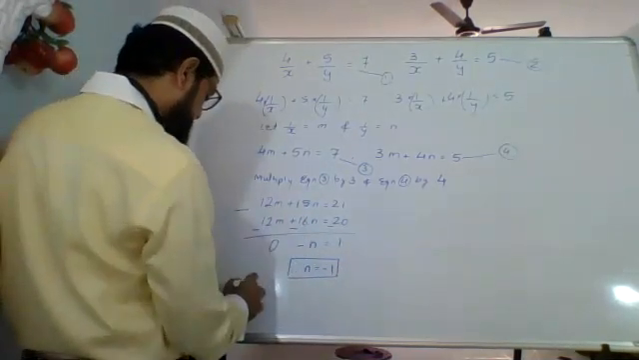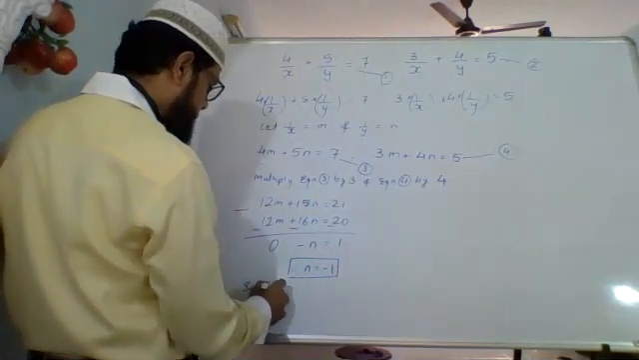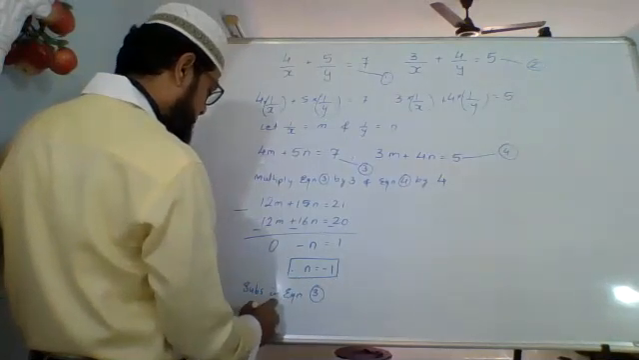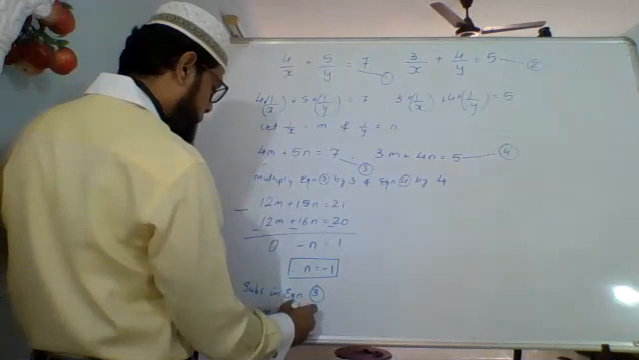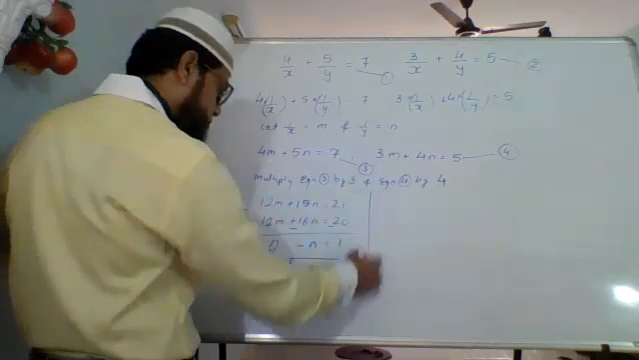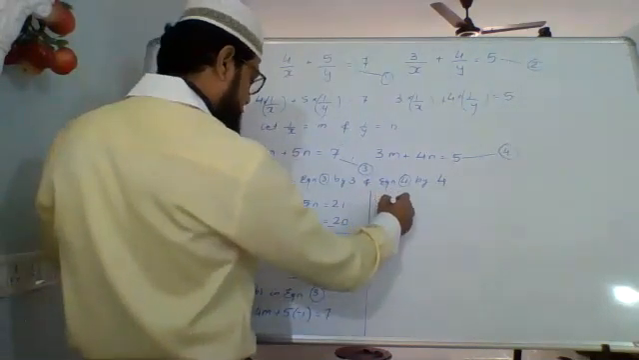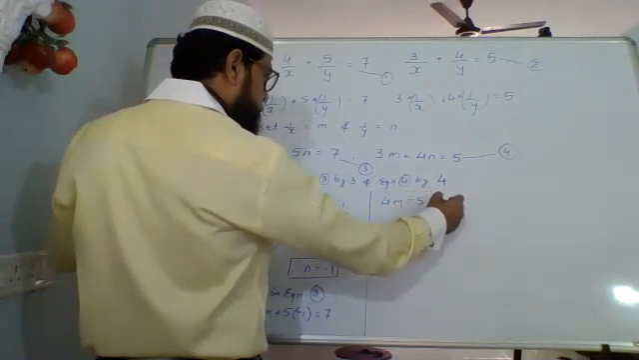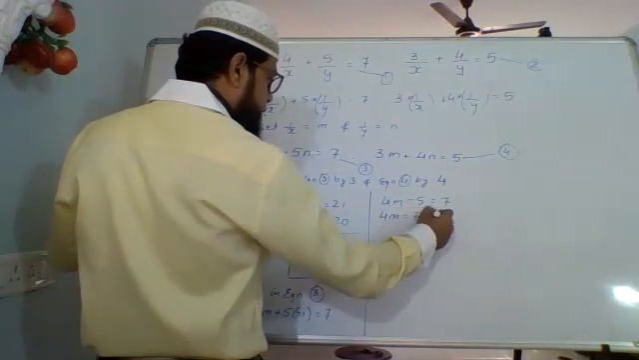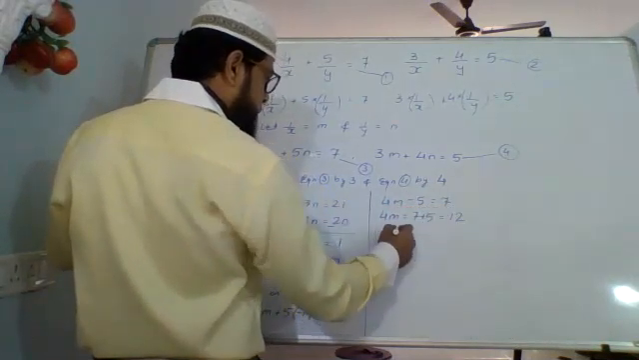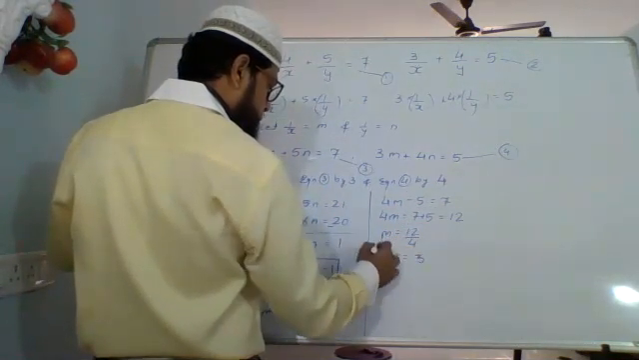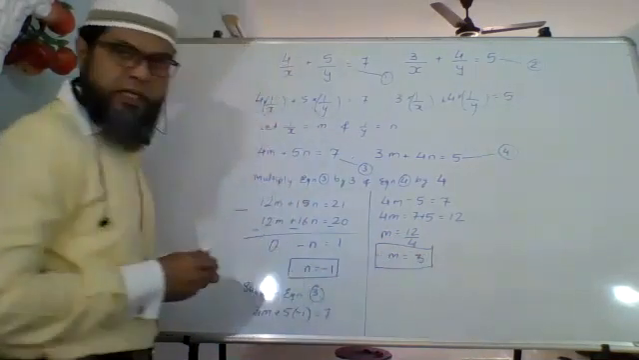Substitute that over here, in equation 3. So what will I get? 4m plus 5 into minus 1 equals 7. So this will become 4m minus 5 equals 7. 4m equals 7 plus 5, which is 12. m equals 12 upon 4. Therefore, m equals 3. m equals 3. Till here, are we clear?